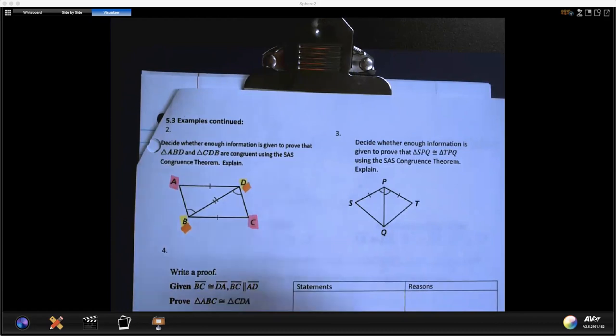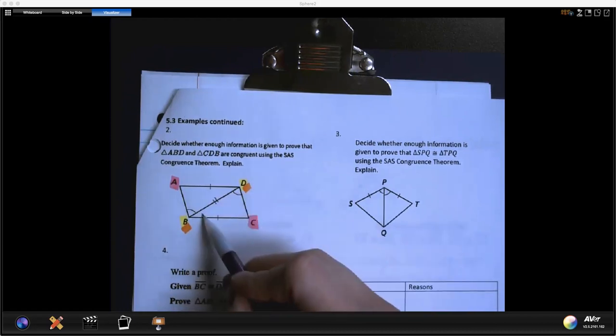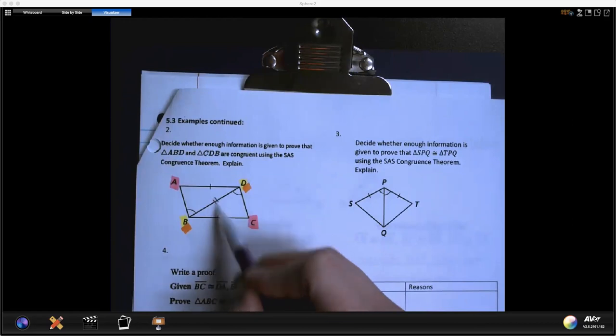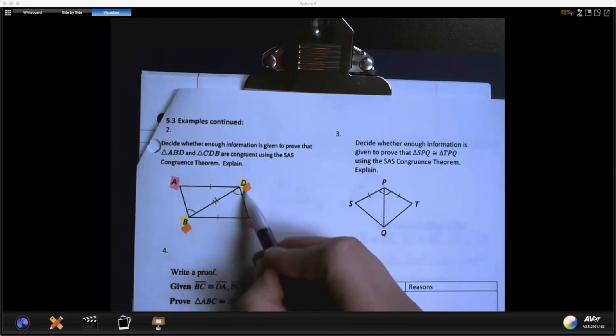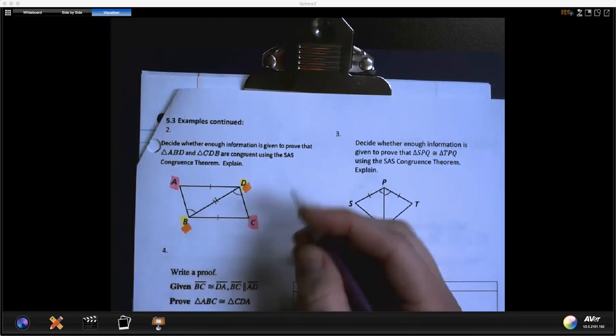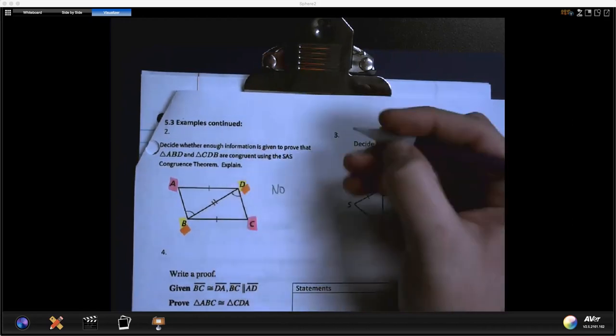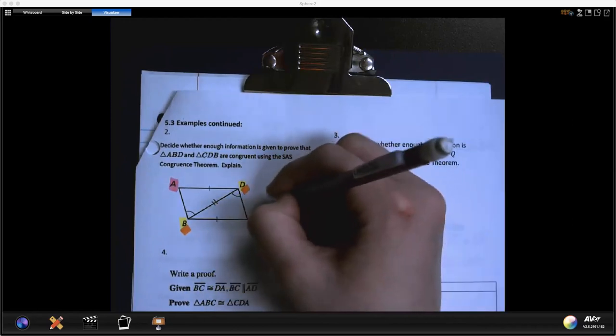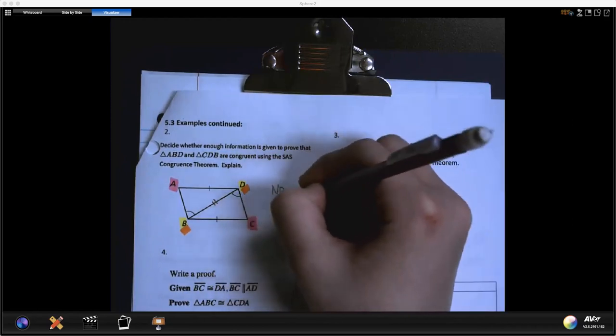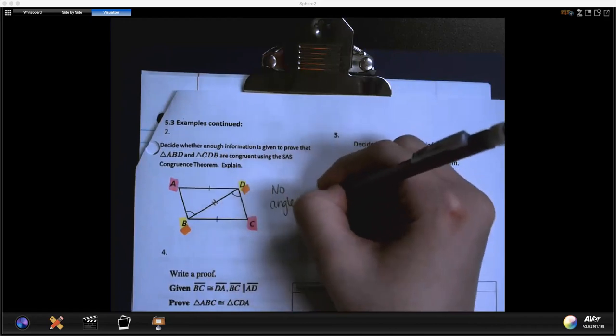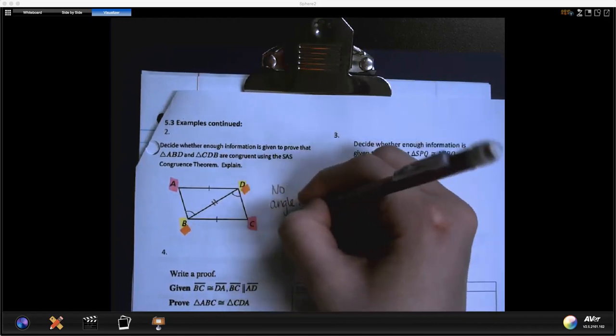No, it's not. In order for it to be included, it would have to be in between the two sides. This angle is on the other side, so it's not included. So no. Angle is not included.